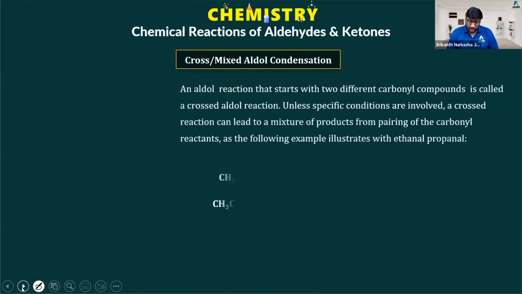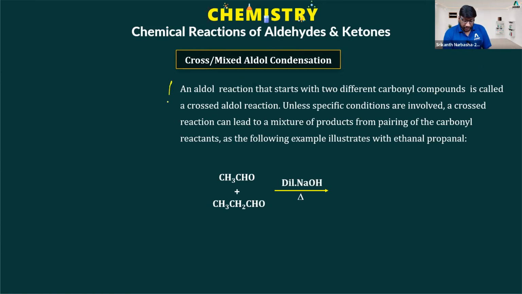Cross or mixed aldol condensation. That means an aldol reaction that starts with two different carbonyl compounds is called a crossed aldol or mixed aldol. Unless specific conditions are involved, like if only one aldehyde has alpha hydrogen and the other does not, we can lead to the formation of only one type of product. If conditions are not mentioned, then a crossed aldol can always lead to a mixture of products from pairing of carbonyl reactants, as the following example will illustrate.